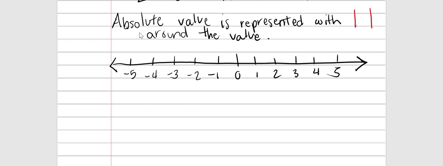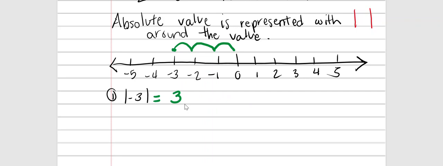Let's look at some examples of absolute value. If you have the absolute value of -3, what you need to do is go to your number line, place a dot above -3. Absolute value is defined by distance, how far it is to 0. So let's count. 1, 2, 3. So -3 is 3 units from 0. So the absolute value of -3 is 3.